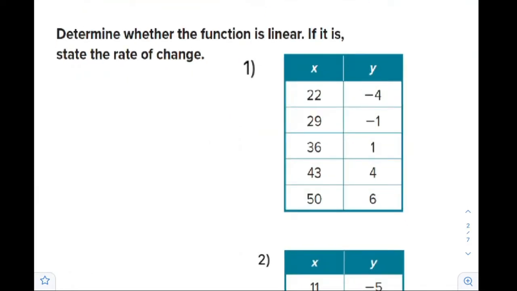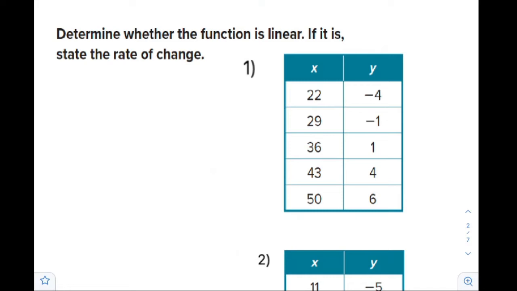Now, the other part is to determine whether the function is linear. If it is, find the rate of change. How can we know if the function is linear or not? We can simply plot the points, but it's not a practical way. If we plot the points and connect them and get a line, then it is a linear function, but this is not a practical method. So is there a way to do that?